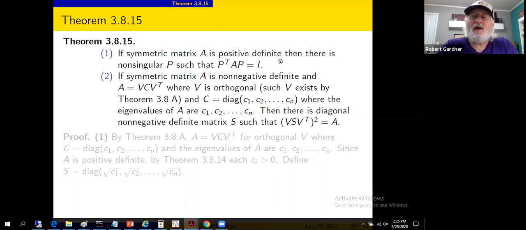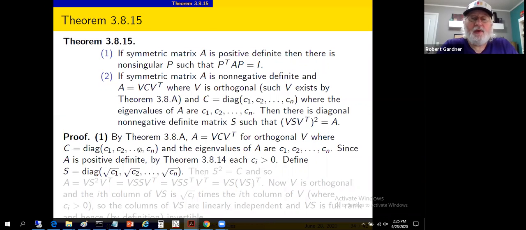Symmetric matrix A, positive definite. We're looking for a non-singular and invertible matrix P such that P transpose AP equals the identity. All right. We know we can write A as V C V transpose for an orthogonal matrix V, where C is a diagonal matrix with the eigenvalues of matrix A in it. That theorem simply established the existence of that kind of factorization of matrix A, provided matrix A was symmetric, which is our hypothesis. All right, A is positive definite. Well, we just saw that means all of these eigenvalues are positive.